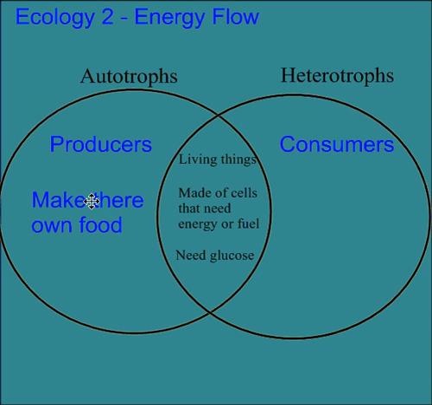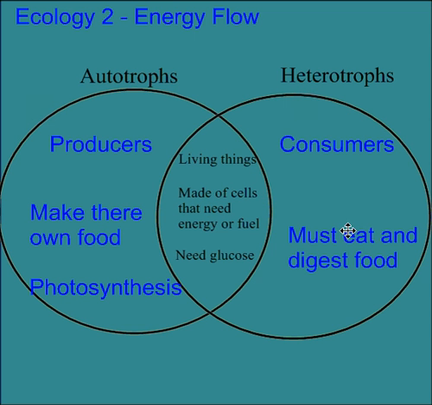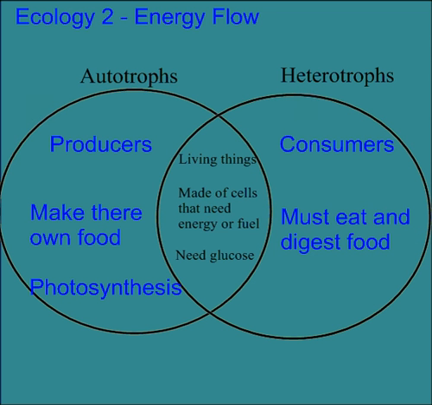Autotrophs are making their own food. They actually make the glucose by using photosynthesis, which is using the sunlight energy to make that glucose molecule. Heterotrophs, on the other hand, must eat and digest food. They're going to be eating sugars, or starches, or fats. Starches and fats can be broken down into the sugars that go into the blood to feed the animal. So that's an overview, autotrophs versus heterotrophs.